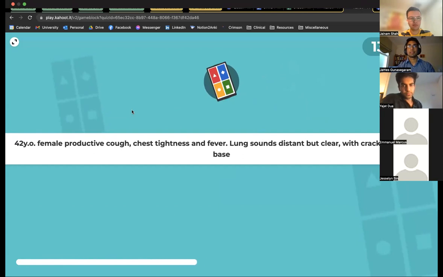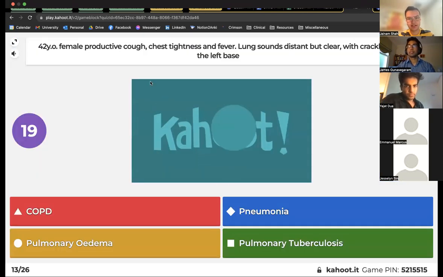A 42-year-old female with productive cough, chest tightness and fever. Lung sounds distant but clear, with crackles at the left base. What are we thinking?